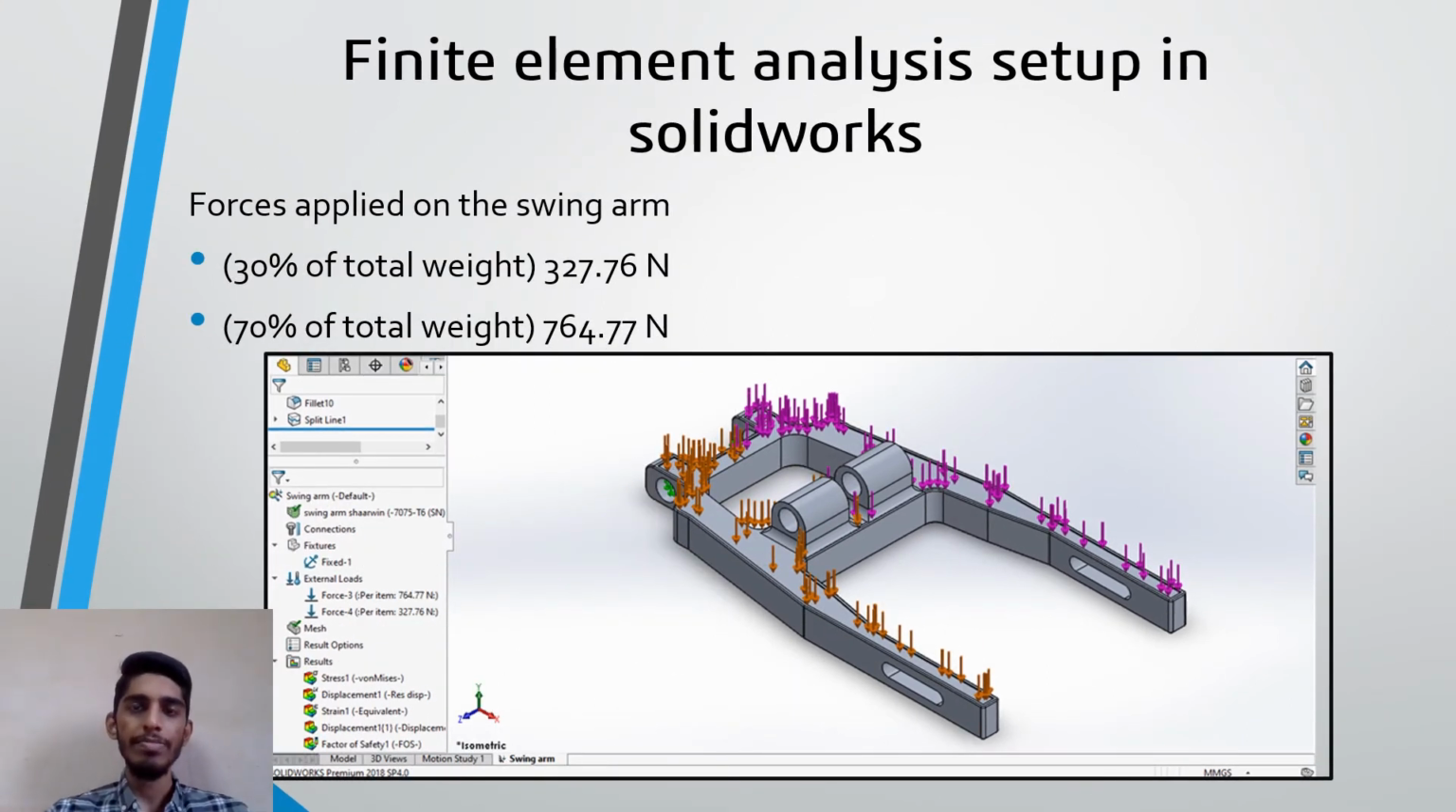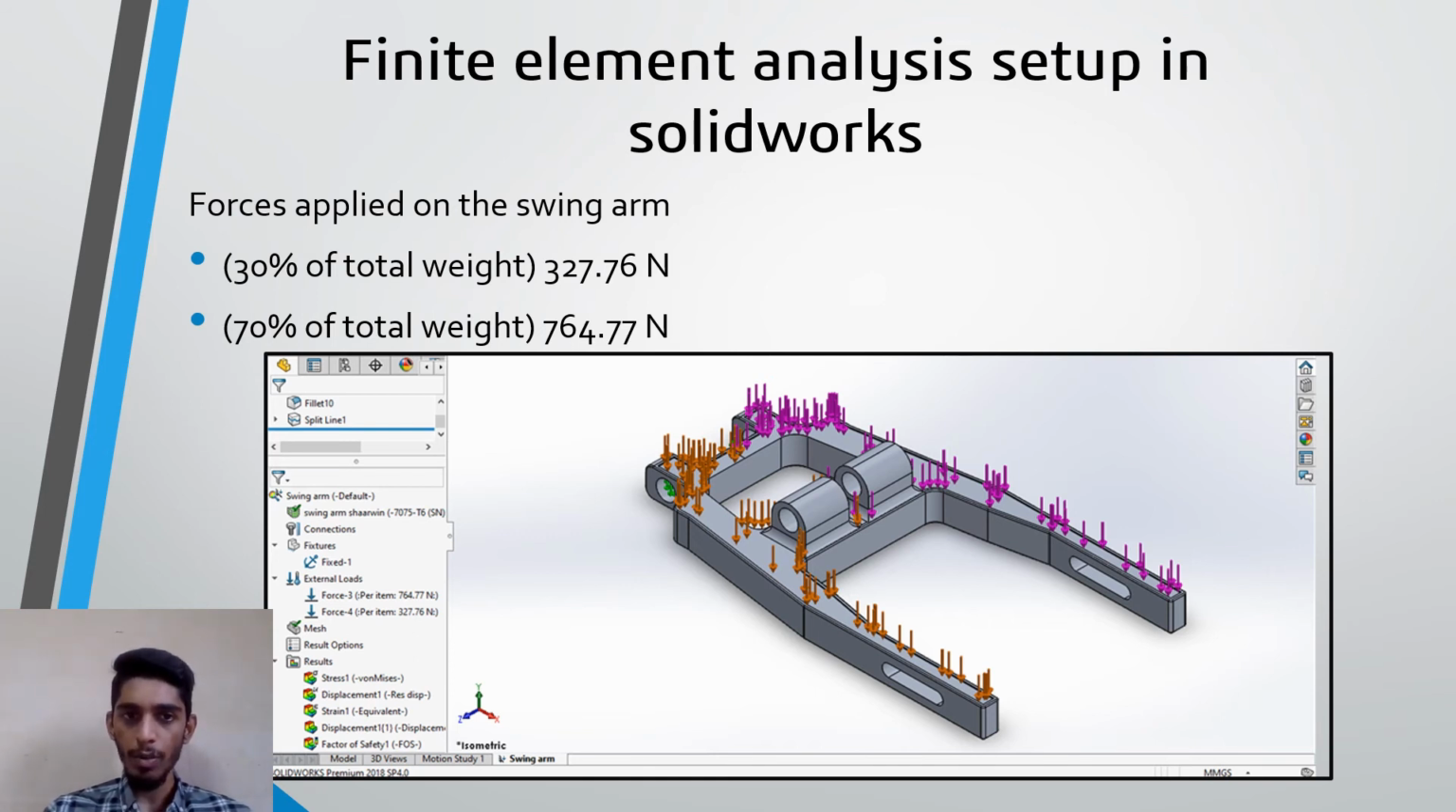Okay, after this we move on to the finite element analysis setup in SolidWorks, how we set it up. As we can see, we have already done the SolidWorks design for the swing arm. This is our design, and there will be two forces added on the swing arm. One is on the left, which is the orange color, and one is on the right, which is the purple color.